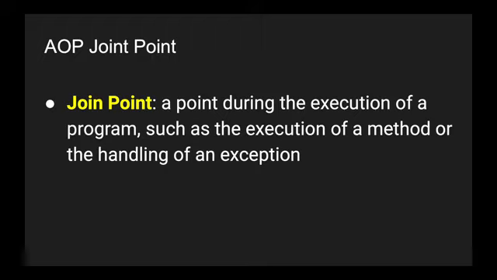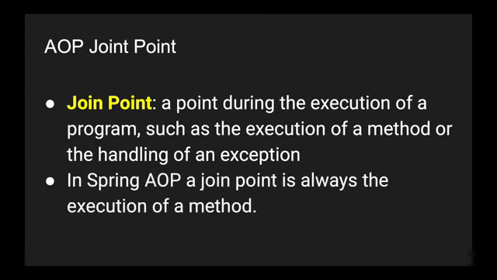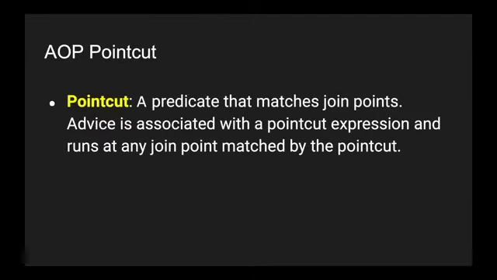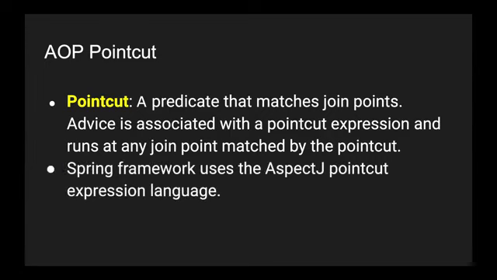A join point is a point during the execution of a program, such as the execution of a method, the handling of an exception, or declaring variables in a method. But Spring AOP basically supports execution of methods only. After that we have the pointcut. A pointcut is a predicate that matches join points; advice is associated with the pointcut expression and runs at any join point matched by the pointcut.